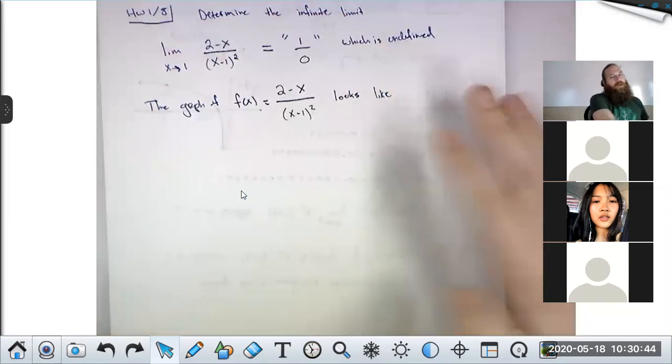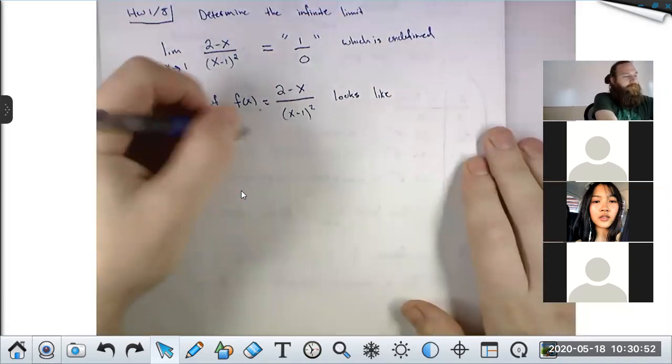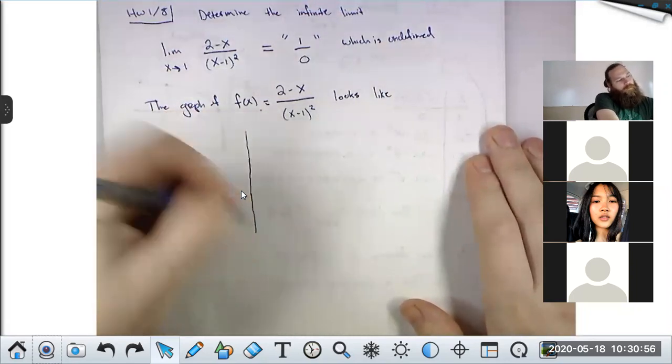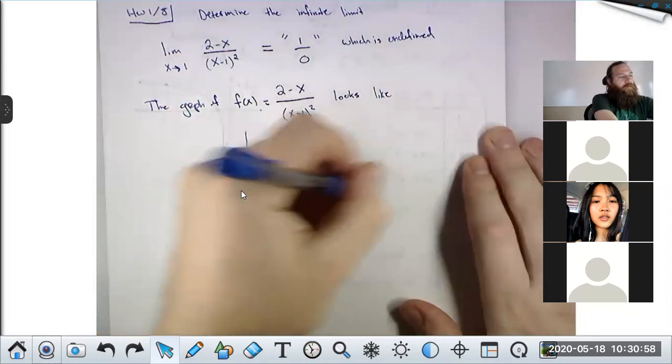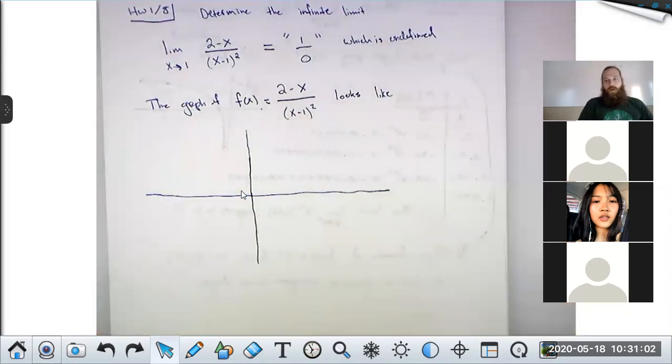So without using any graphing software, who can tell me a little bit about the graph of this function? Who can tell me any features of the graph of this function? You guys remember how to graph rational functions from your pre-calculus class? We want to find all the asymptotes. We want to find all the intercepts.